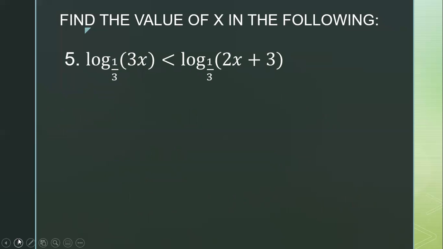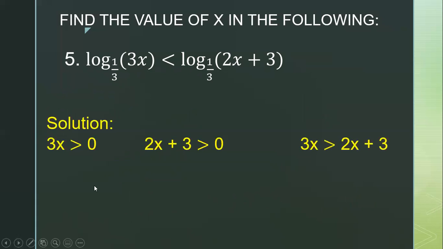Again, both are expressed with the same base. So checking that, the 3x here must be greater than 0. The 2x plus 3 must be greater than 0. And the 3x must be greater than 2x plus 3, as is stated on the properties of logarithm. Our b here is greater than 0 but less than 1, and then we have this one. That's why it's the opposite in symbol.